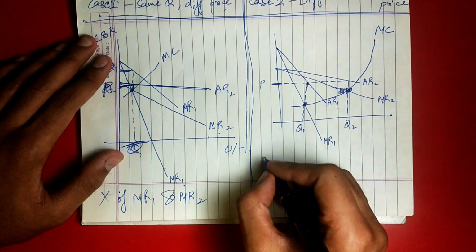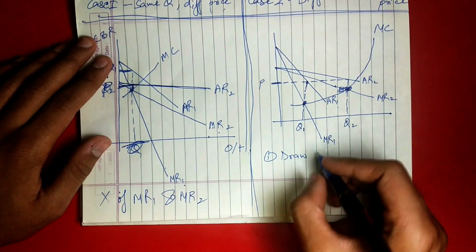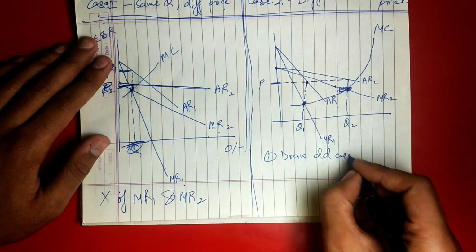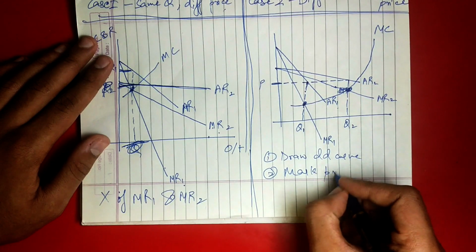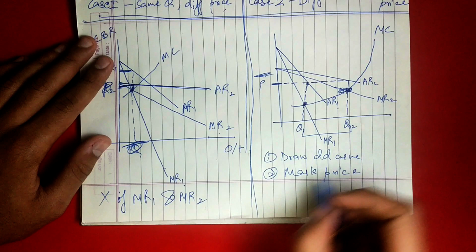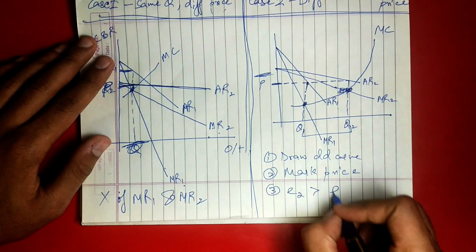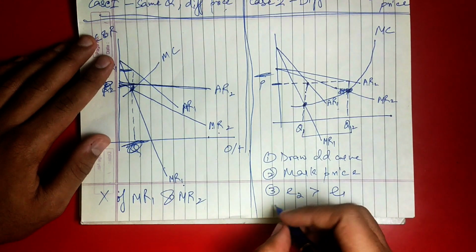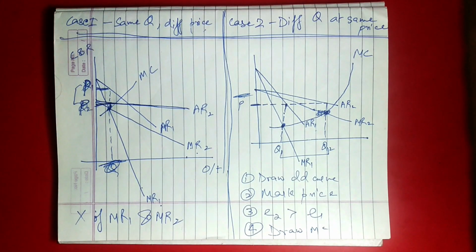So I can just give you the brief about the sequence. First, draw the demand curve, DD curve. Second, mark the price, not prices, because it's same price and different quantity. Third, elasticity of 2 should be greater than elasticity of 1. That's right, it's obvious also. Fourth, draw MC.